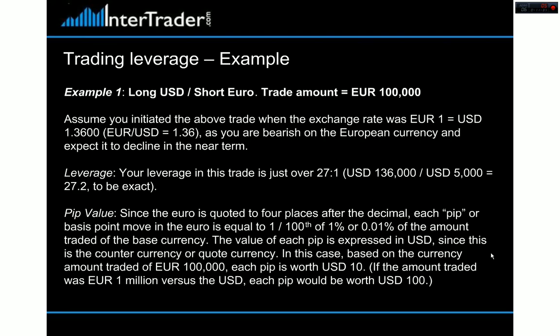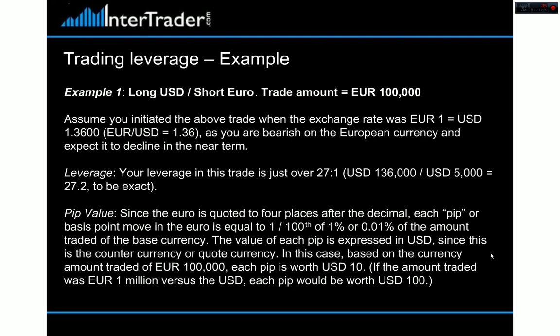So that means 136,000 US dollars trading against 5,000 US dollars, which equals 27.2 to be exact. So what you're trying to figure out is, if you're trading 100,000 euros at 1.36, that means you're trading $136,000 versus your 100,000 euros.